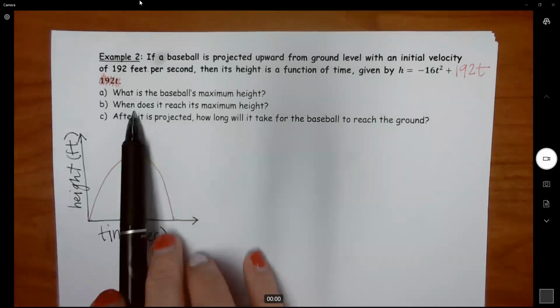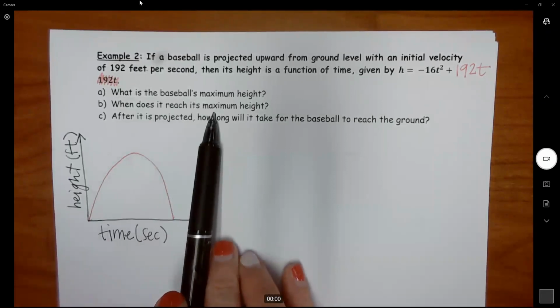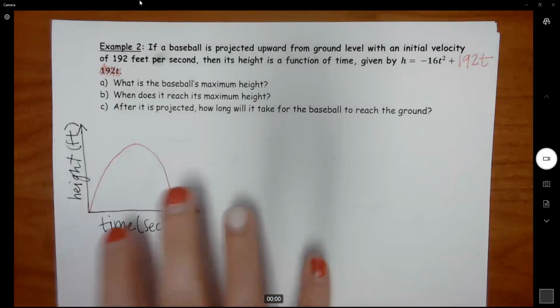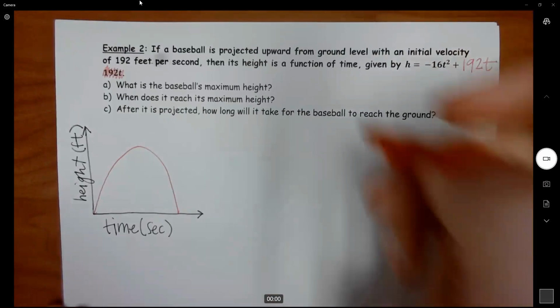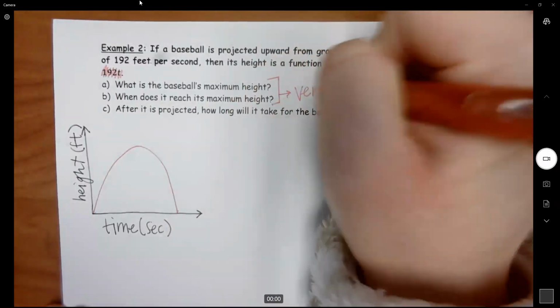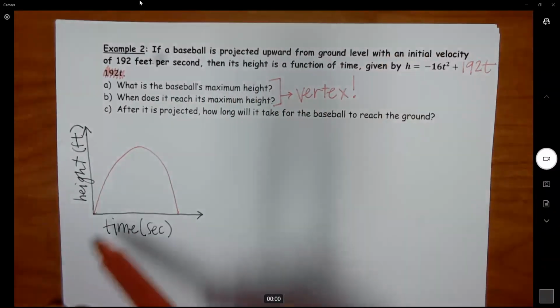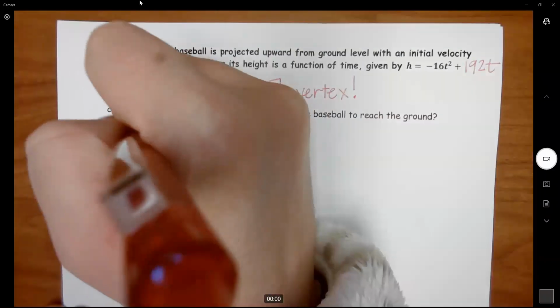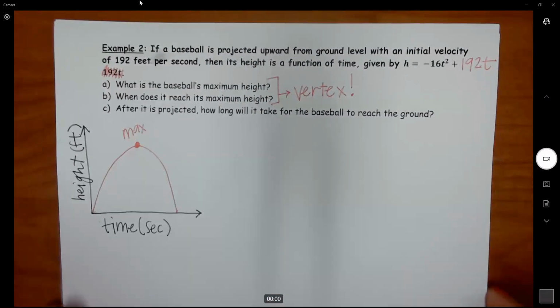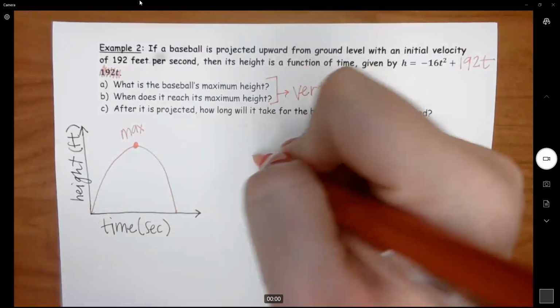So if I want to find out what is the baseball's maximum height and when does it reach it, what are we talking about with this problem here? These two are basically referring to the vertex, because as this baseball is going up and then coming back down, it's wanting to know this max height and max time right here. That's just the vertex. So let's find the vertex.